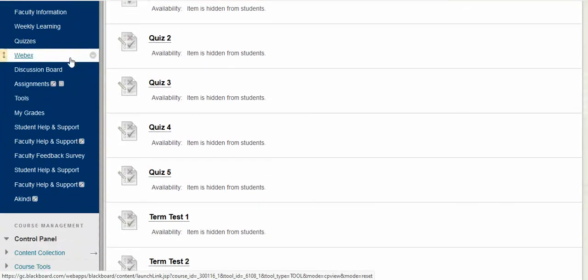There is a button to go to Webex. I would give that a try and make sure that you troubleshoot that before Tuesday the 19th, which is going to be our first meeting.